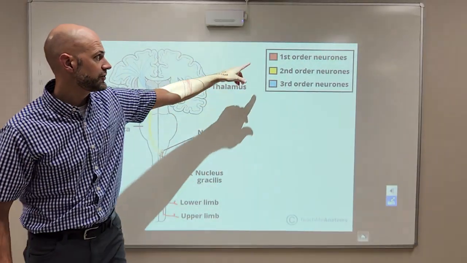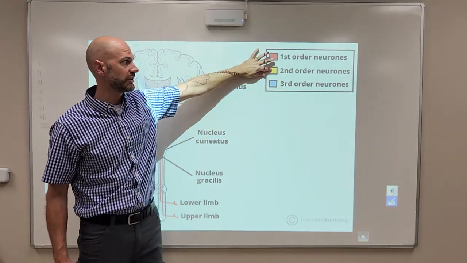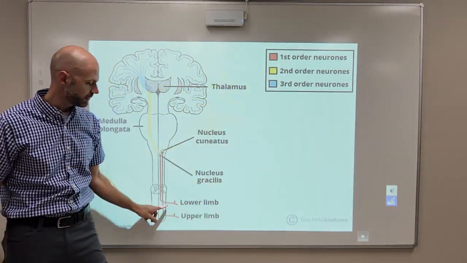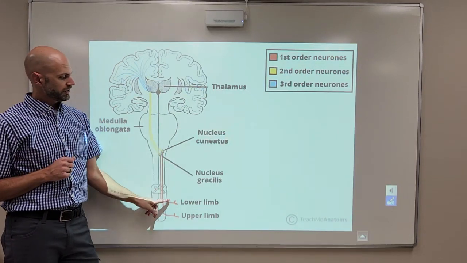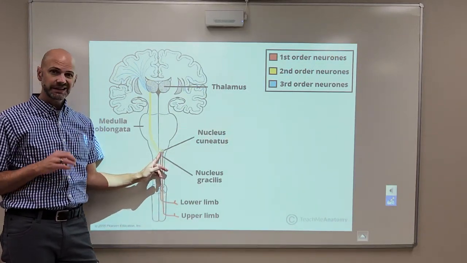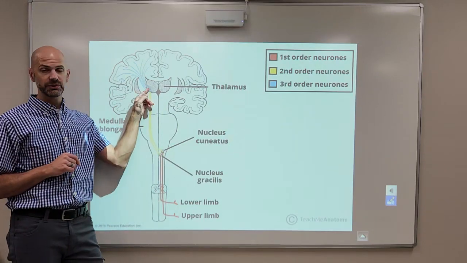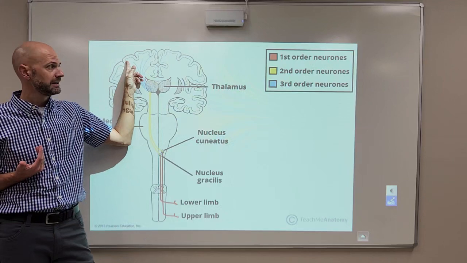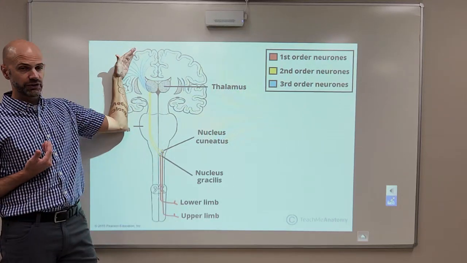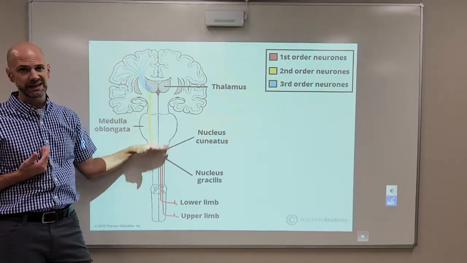We call these first order neurons, second order neurons, and third order. So the first order is the one that's attached to the sense receptor. The second order is typically connecting the first order to the third order, and the third order is the one that winds up in the cortex. So if you know the first and you know the third, the middle one is connecting somehow.